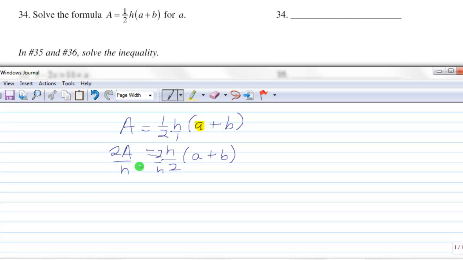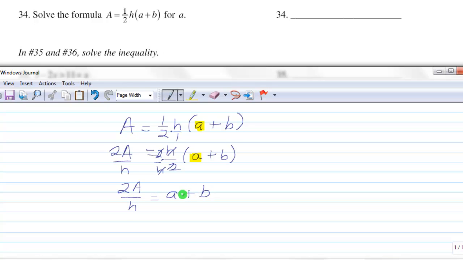And of course that A is like an A over 1. So I'm just going to put 2A over H. Notice how multiplying by the reciprocal cancels these two on the right. So we have A plus B equals 2A over H.